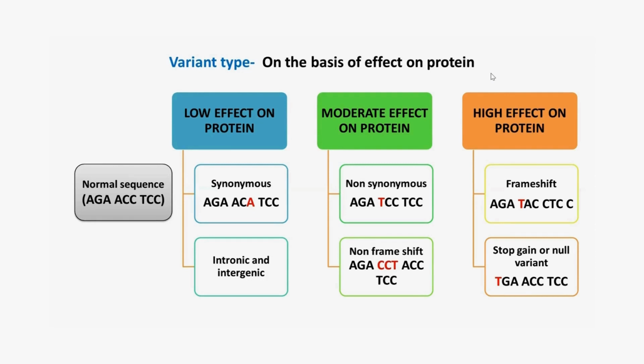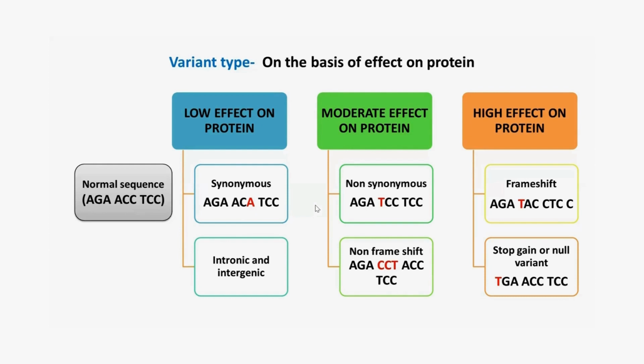Synonymous variants are variants in which there is no change of amino acid. If we see here, this is the normal sequence and this is the altered sequence in which C is replaced by A. So ACC and ACA both code for threonine. So there is no change in amino acid and hence no change in protein folding. Second is intronic or intergenic variants. Mostly they don't affect the protein as they do not encode the protein. So they can be considered as having benign effect.